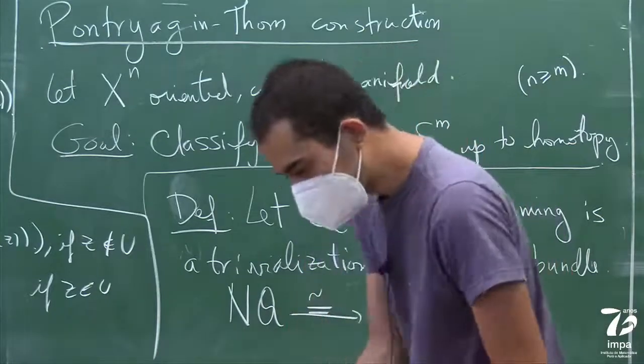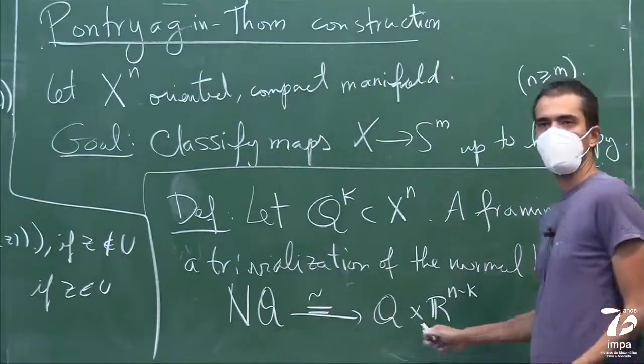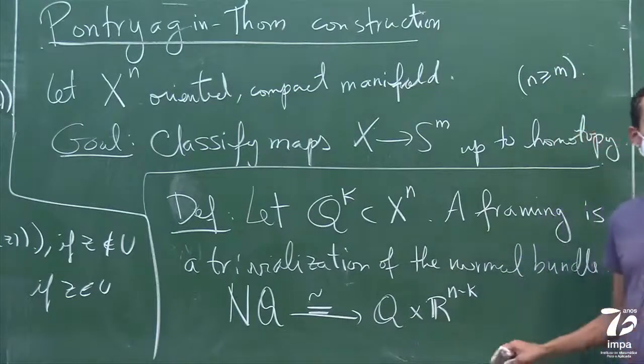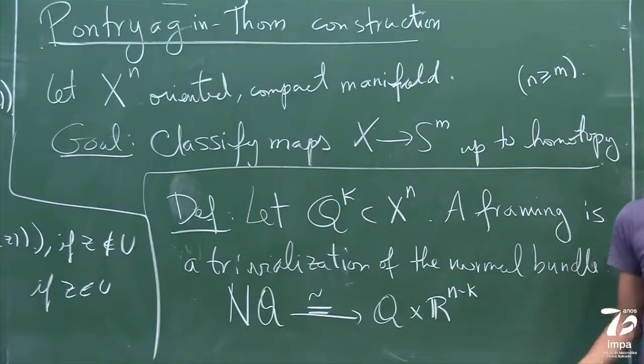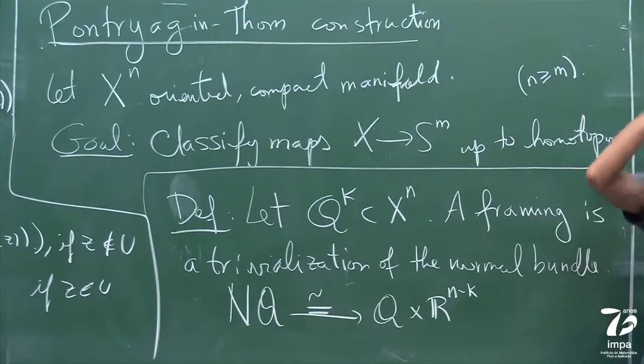Okay? And remember what the normal bundle is. Every submanifold has a normal bundle. You pick a Riemannian metric, and then on the tangent space to x, you just take the orthogonal complement of the tangent space.